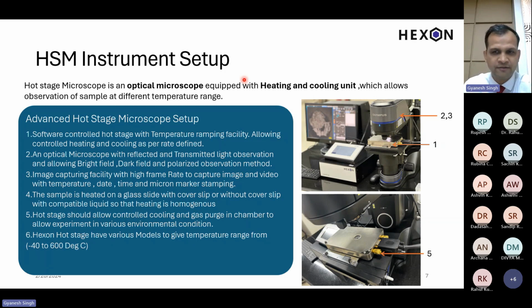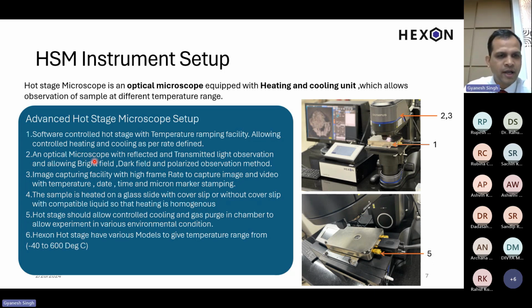Sometimes if phase transitions are happening at a slow rate, they may be missed if you're not going with ramping. You may see some transitions happening at 99 and others at 120, when probably they're happening at 100 only. So ramping is very important, allowing controlled heating and cooling at a defined rate. You define the target temperature, maybe 100 degrees Celsius or 300 degrees Celsius, and you also define the rate at which you want it to go, maybe 5 or 10 degrees Celsius per minute. So the hot stage should allow that.